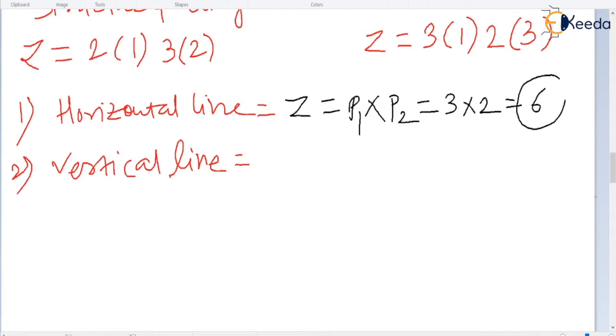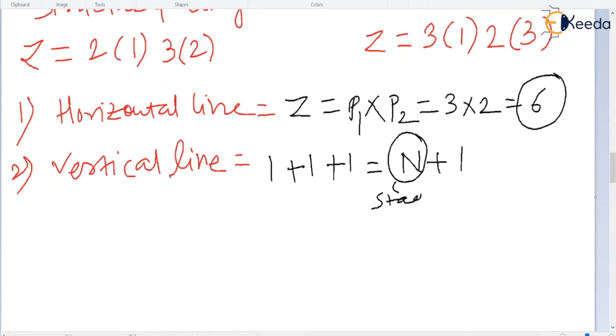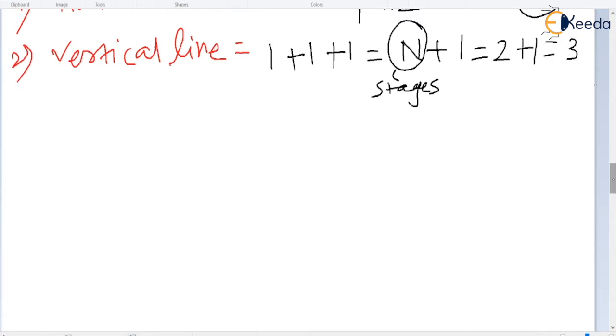So we have to draw 6 horizontal lines, and for vertical lines we know that it is a two-stage gearbox. So there will be one input shaft, one output shaft, and one intermediate shaft. In a formula, it should be n plus 1, where n stands for the number of stages. So total we have 2 stages plus 1, which is equal to 3. So while drawing, we have to draw 6 horizontal lines and 3 vertical lines. So let's move further.